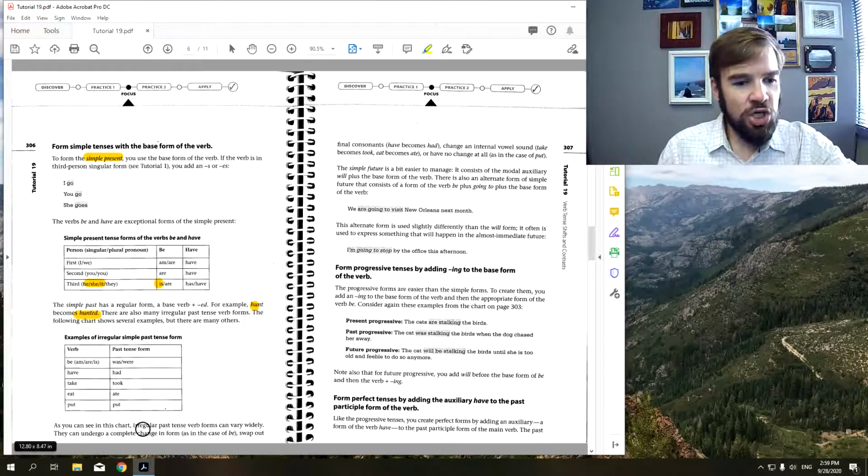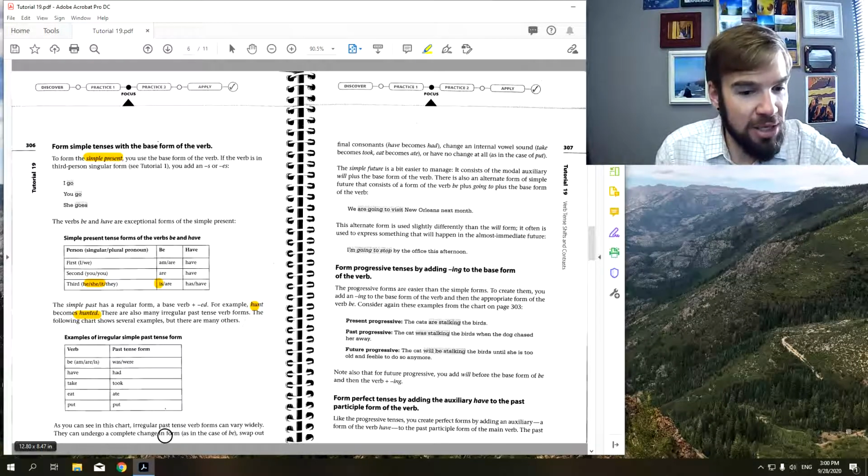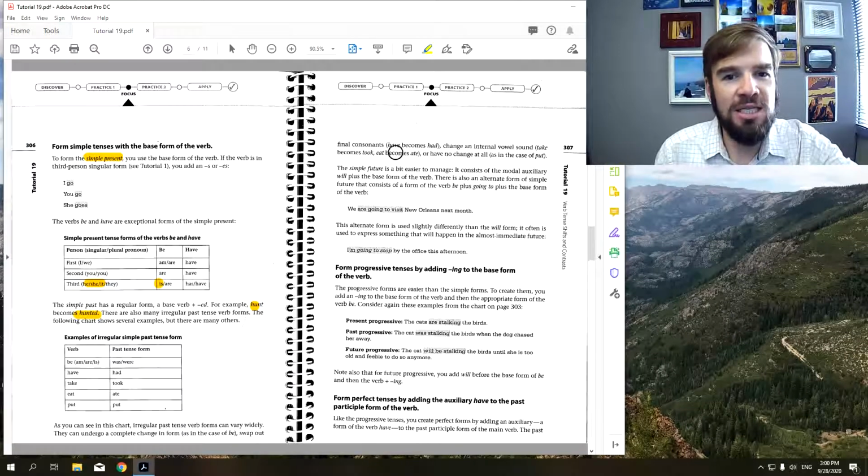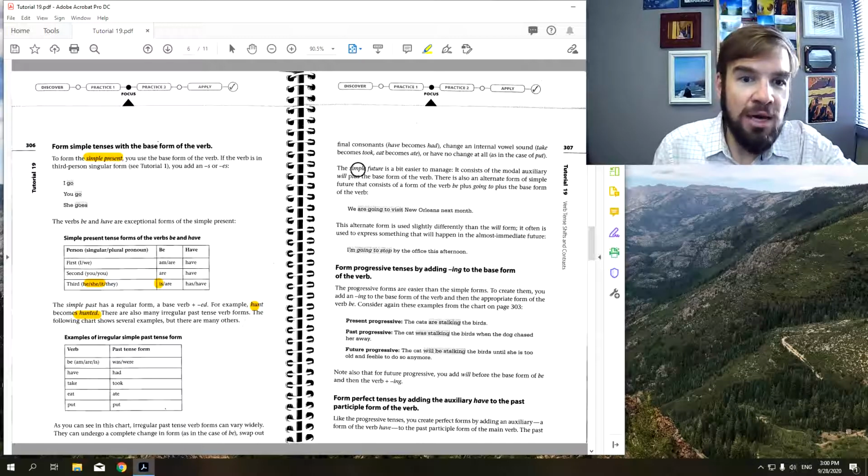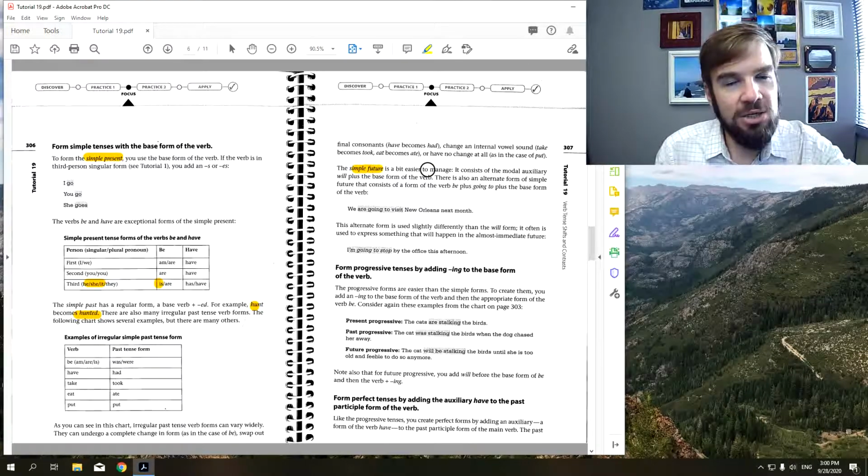As you can see in this chart, irregular past tense verb forms can vary widely. They can experience a complete change in form, as in the case of be, swap out final consonants like have becomes had, change an internal vowel sound, take becomes took, eat becomes ate, or have no change at all, put and put. Now the simple future is a bit easier to manage.